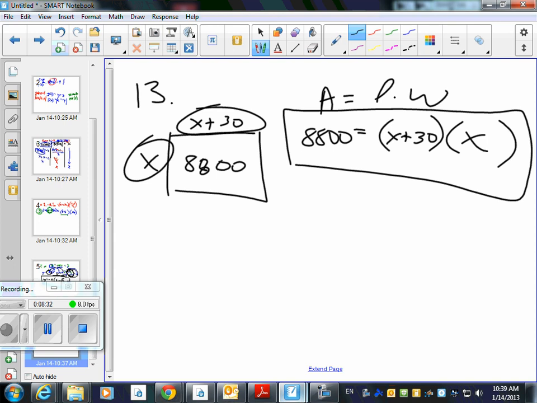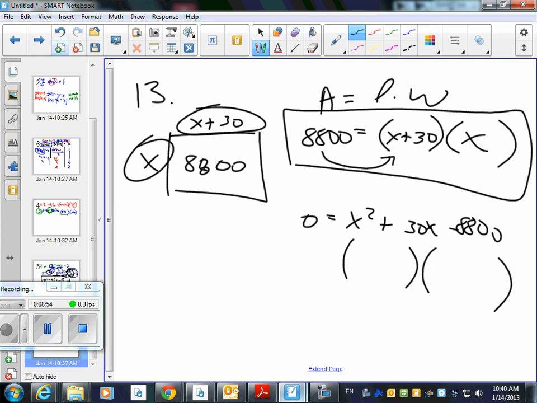Now, if this one happened to be on the no calculator part, I'd have to multiply it all the way out, and it would be a giant quadratic. I'd move this 8,800 over to that side, I'd multiply this all out, and I'd have 0 equals x squared plus 30x minus 8,800, and I would hope that that would factor. And it probably would, because people write the tests like factoring, so if it was on the part where there's no calculator, it probably factors.